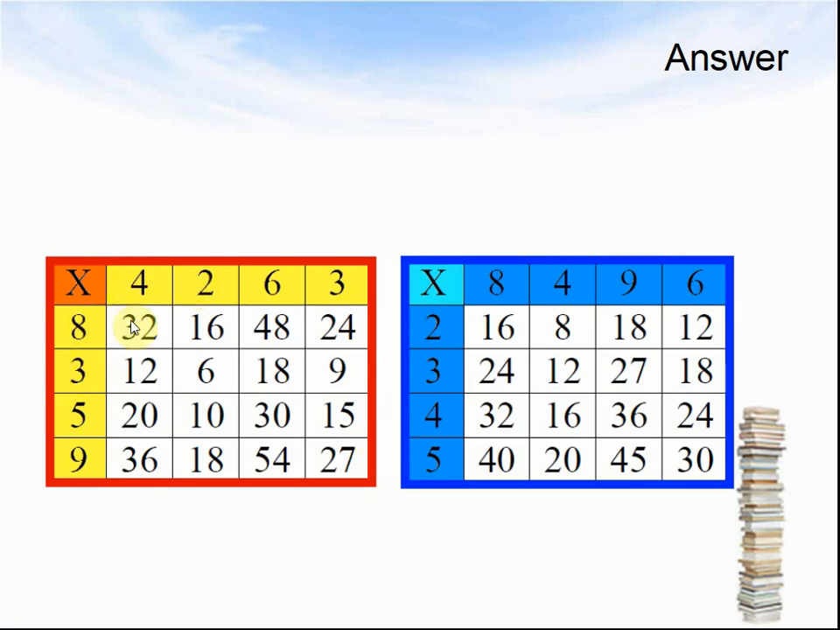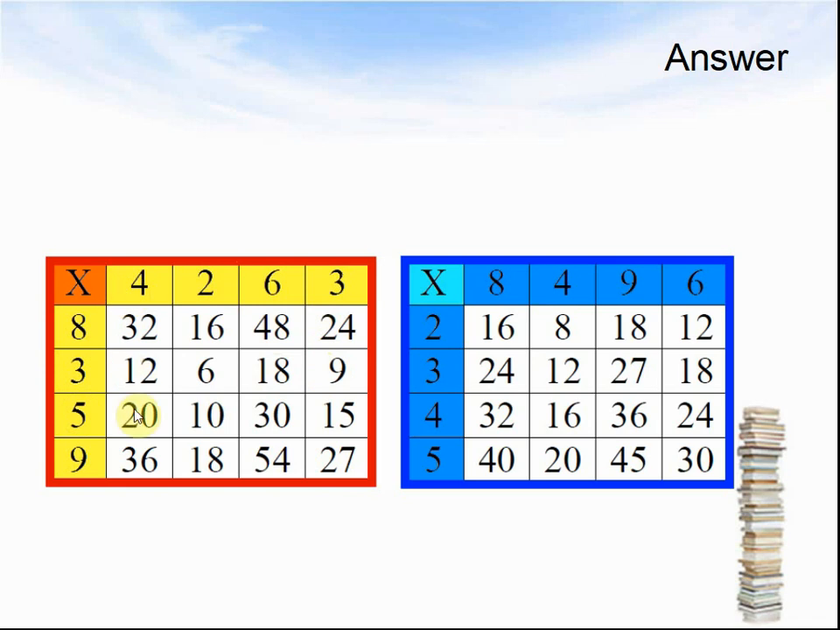8 times 4 is 32. 8 times 2 is 16. 8 times 6 is 48. 8 times 3 is 24. 3 times 4 is 12. 3 times 2 is 6. 3 times 6 is 18. 3 times 3 is 9.